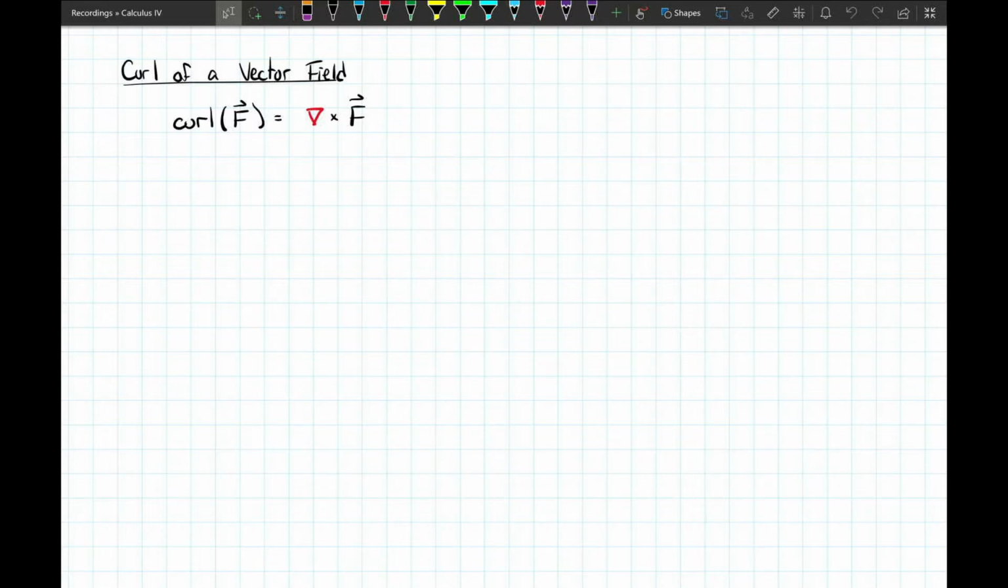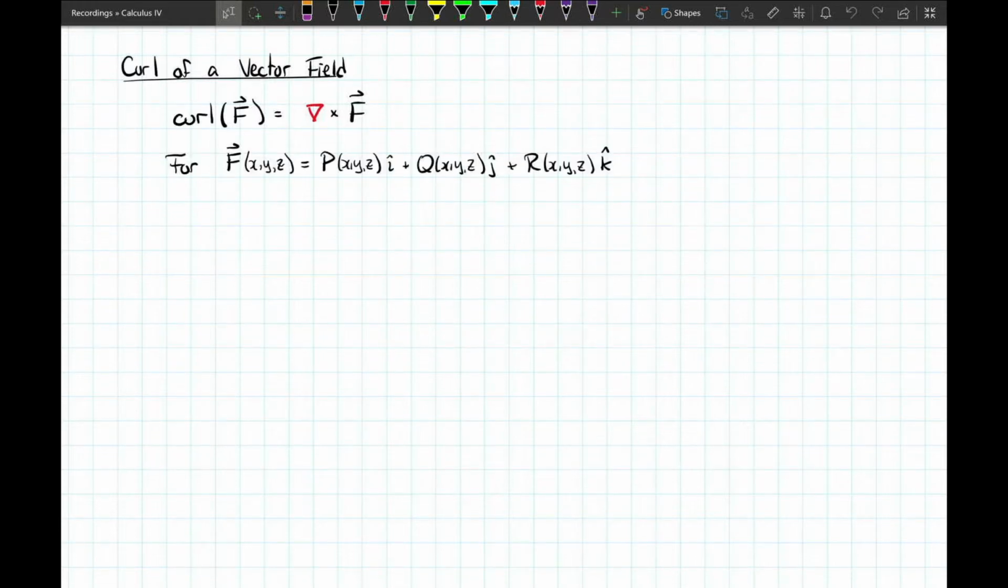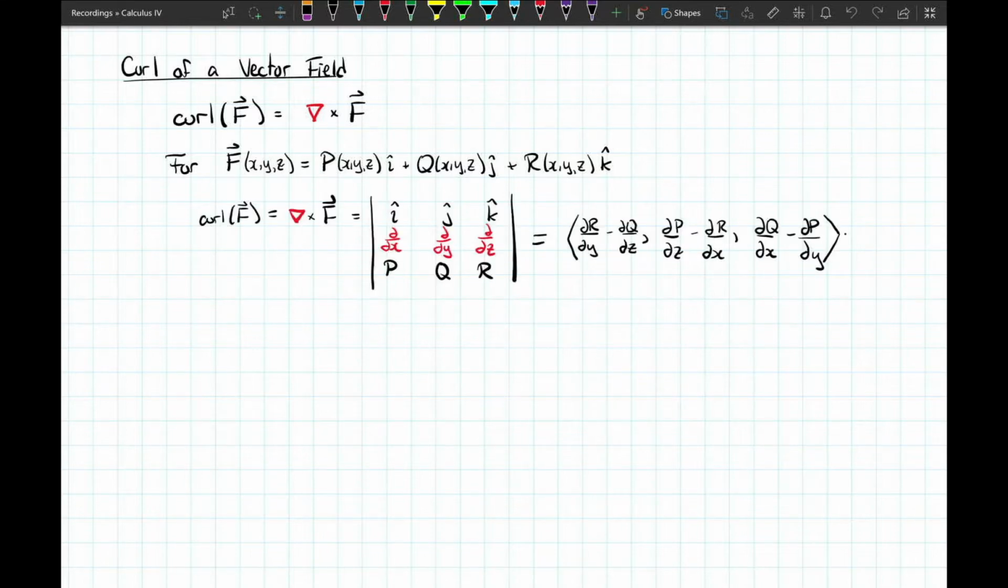Well, let's take a look at what that would look like explicitly in the case of a vector field in 3 dimensions. For a vector field f of x, y, z, let's suppose that the components are p, q, and r. Then calculating the curl can be done using a 3x3 determinant. This gives us curl of f equal to the partial r with respect to y minus partial q with respect to z, comma, partial p with respect to z minus partial r with respect to x, comma, partial q with respect to x minus partial p with respect to y.